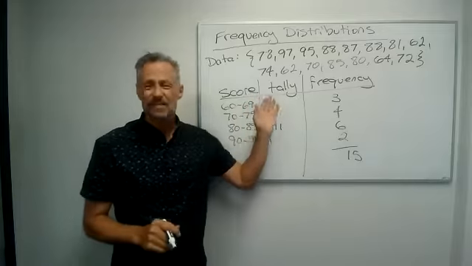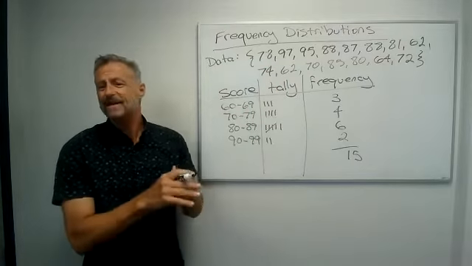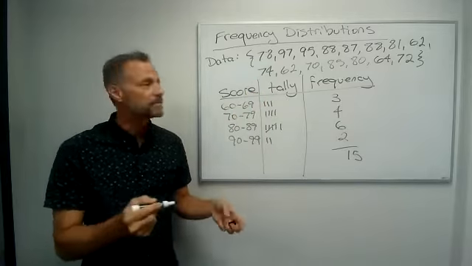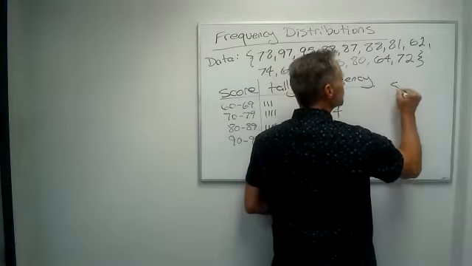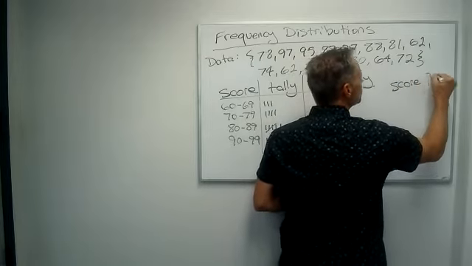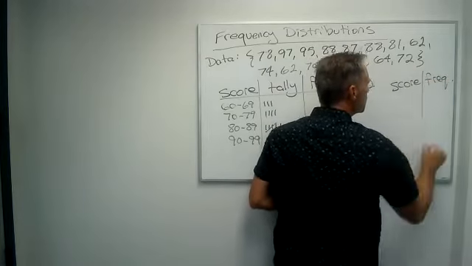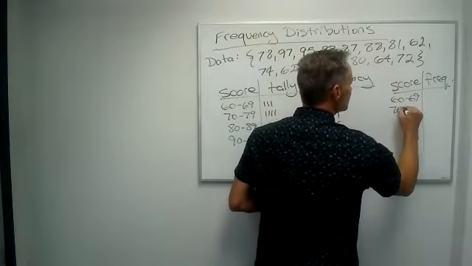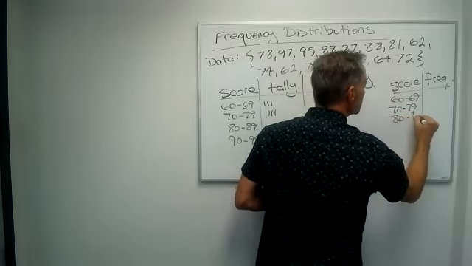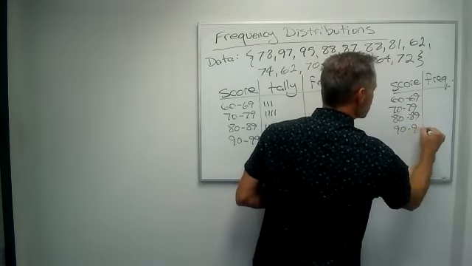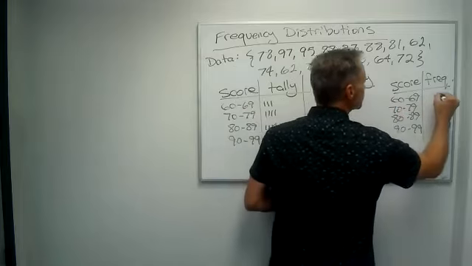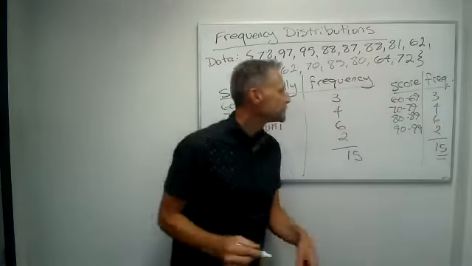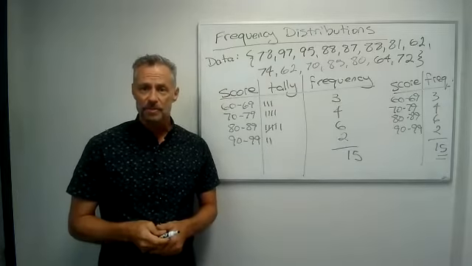Your frequency distribution doesn't have to have the tally, and it's not helpful to the reader. So you could just do score and frequency. That would be perfectly fine. So say it looked like this: score, frequency. We would just say, oh, 60 to 69, 70 to 79, 80 to 89, 90 to 99, and we just put the numbers in there: 3, 4, 6, 2. Oftentimes we'll add those up to get the total, and that would be my frequency distribution.